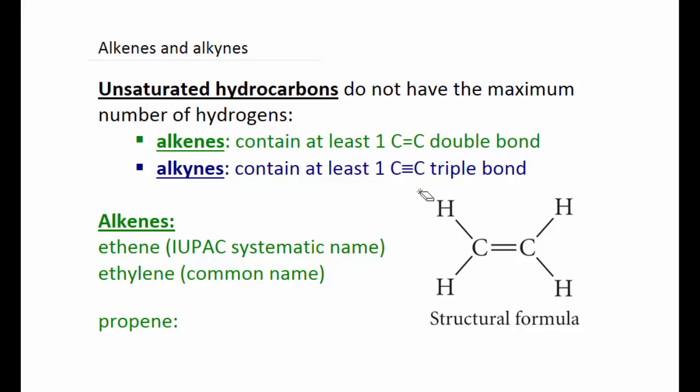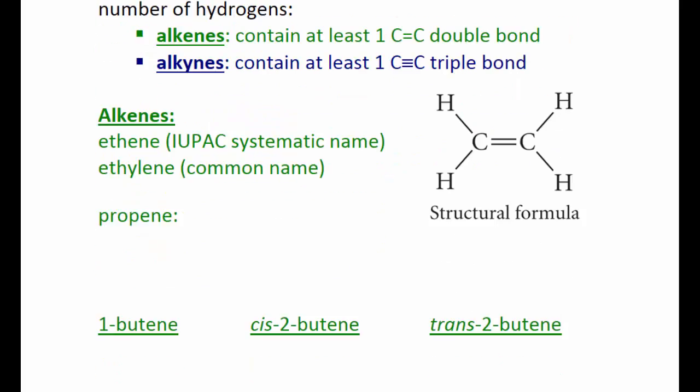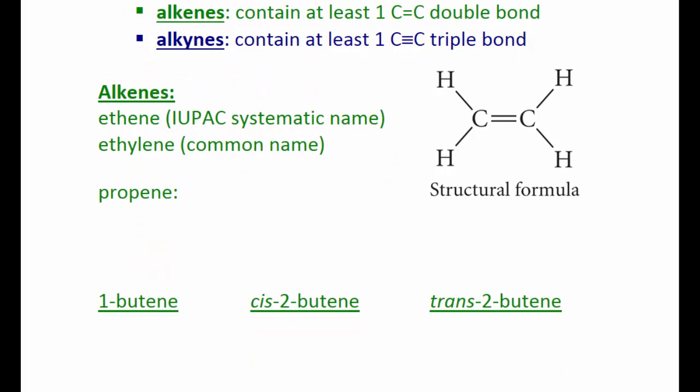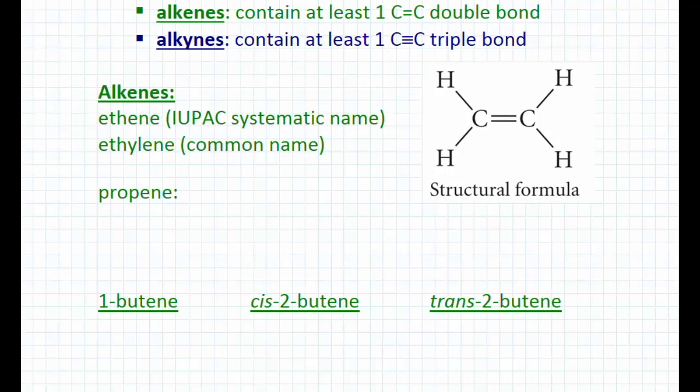Okay? If we have a C-C single bond and change that to a double bond, we have to remove two H's in order to have room for that extra covalent bond there. Okay? So alkenes have at least one double bond. Alkynes have at least one triple bond. So let's start with the simplest alkene, which is ethene.